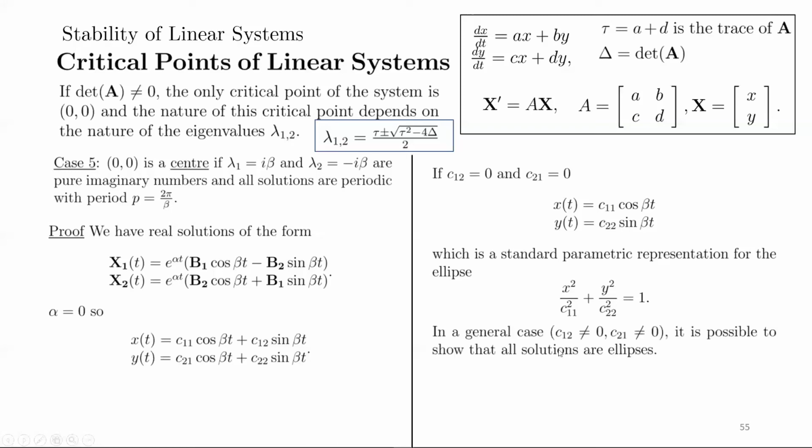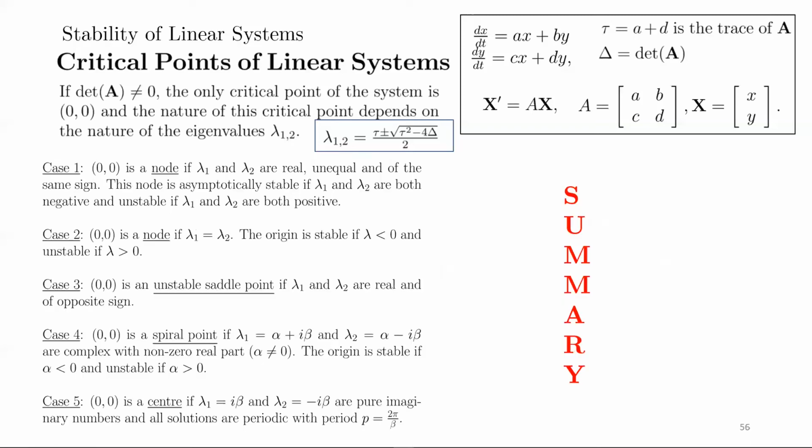And so in general, for C12 not equal to 0, and similarly for C21, you can also show that all of these solutions are ellipses as well. Okay, so we went through a lot of cases there, and really what I would like you to know is this summary slide here.